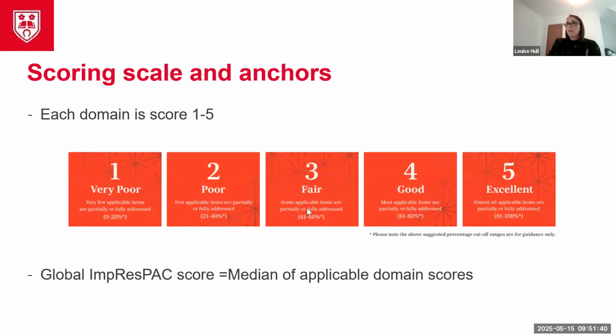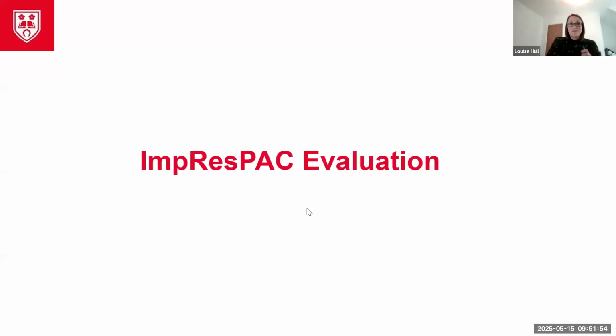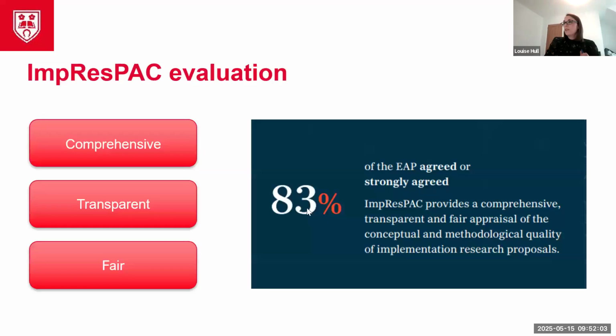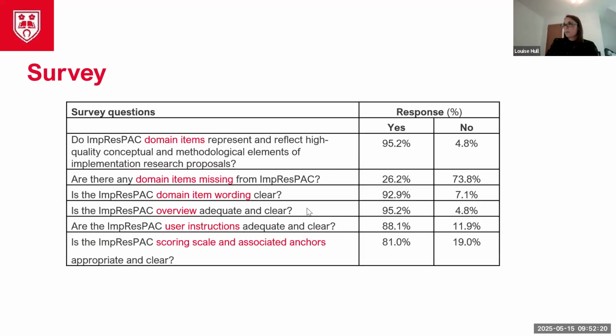This is just an overview of ImpResPAC scale and scoring anchors. Each of the domains is scored on a scale of 1 to 5, 1 representing very poor and 5 representing excellent. So in terms of the ImpResPAC evaluation, I'm just going to whiz through these slides because I'm really conscious of time, but we did ask the expert panel quite a few questions relating to ImpResPAC. So 83% of the expert panel agreed or strongly agreed that ImpResPAC provides a comprehensive, transparent and fair appraisal of the conceptual and methodological quality of implementation research proposals.